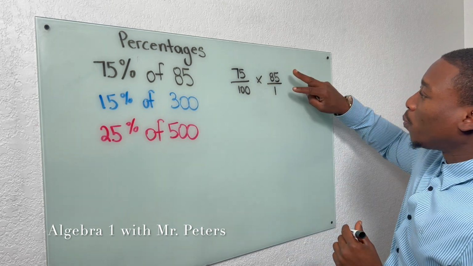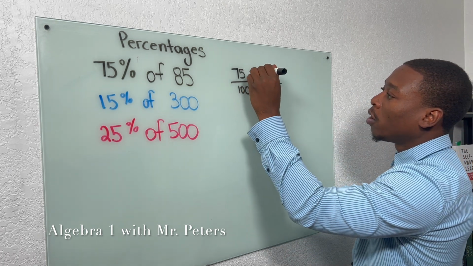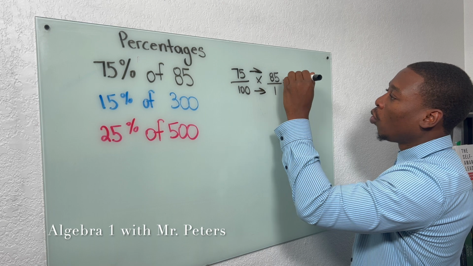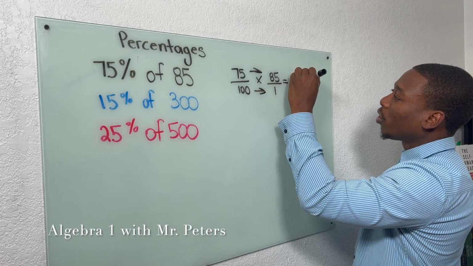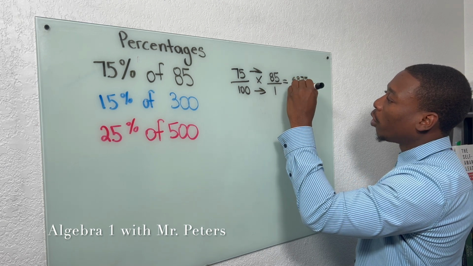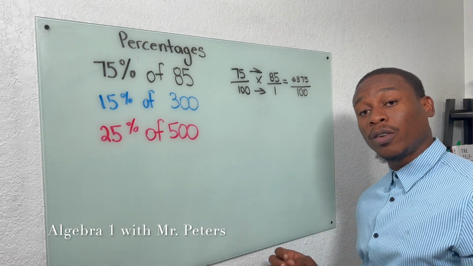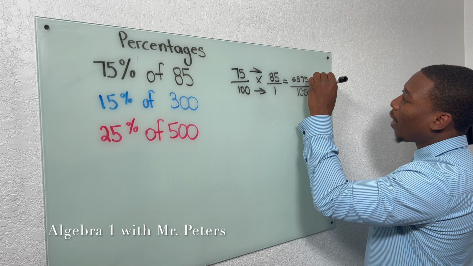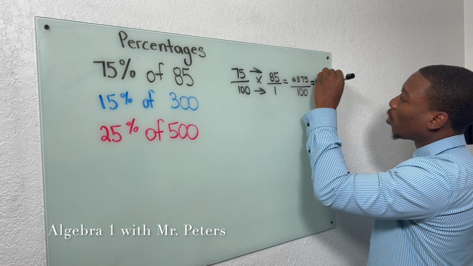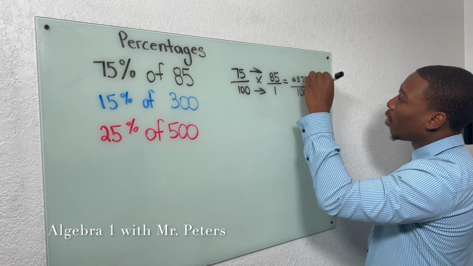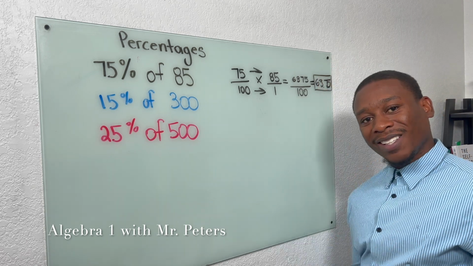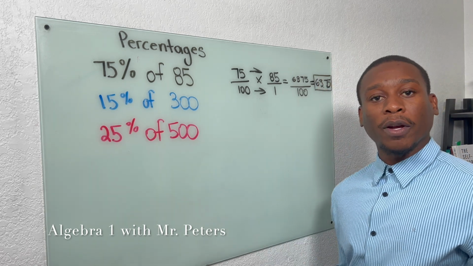This is why you see me put 85 over 1. So once we do this now, we're going to get 6,375 over 100. And to calculate the final percentage or the final answer, we're just going to divide. So we'll get 63.75. Now, this can be challenging when we don't have a calculator.